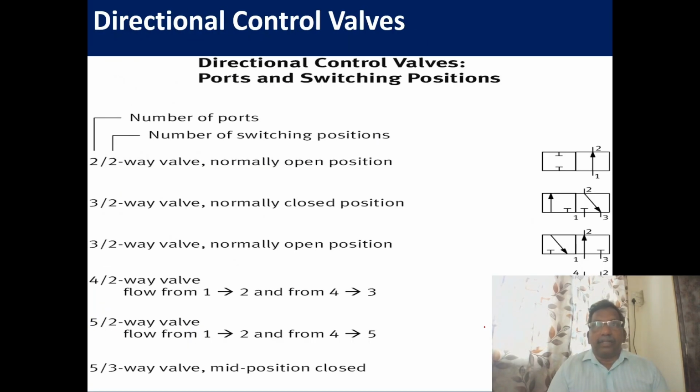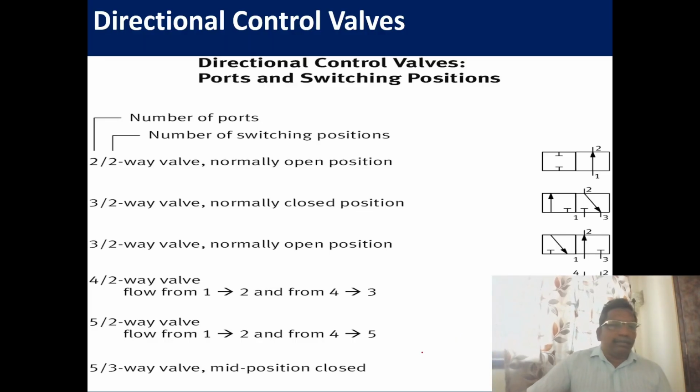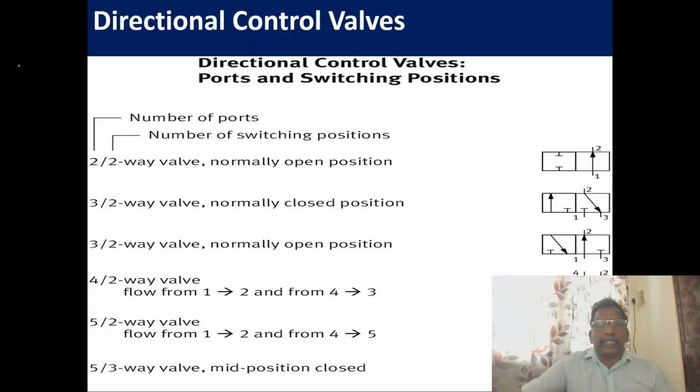So now we see the valves. The first one is the direction control valve, DCV. Here some of the valves are listed, the valve symbols. DCV is classified based on its ports and switching positions. For example, 2 by 2 valve means the first 2 mentions the number of ports and the next 2 mentions the switching positions. 3 by 2 means 3 ports and 2 positions, or 2 ways it works.